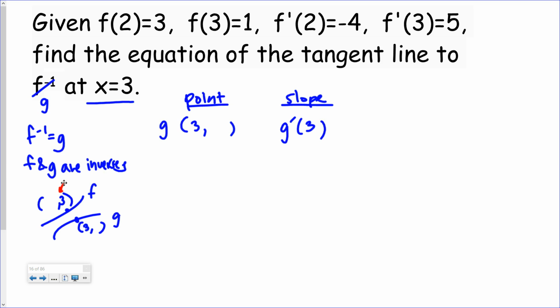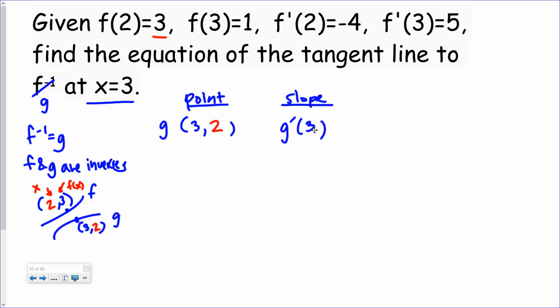If f of x is 3, what's x equal to? And I go up here and I say, yeah, here it is. F of x is 3 when x is 2. So you put a 2 here. That means you put a 2 here. And this point here then is 3 comma, this is a point on g, 3 comma 2. Okay, and that's all because f and g are inverses that we can figure out what this point is. If you get numbers for the point and if you get numbers for the slope, then you can go ahead and write the equation of the tangent line. I do have numbers for the point, but I don't have numbers for the slope.